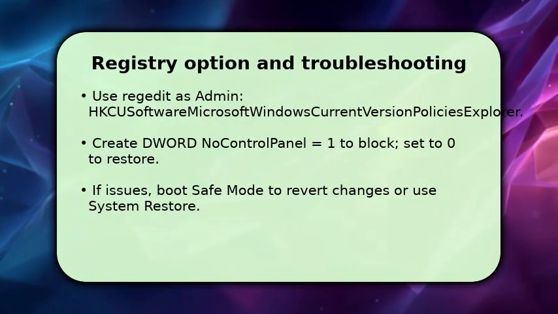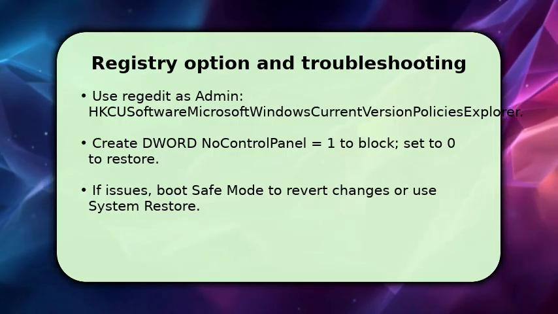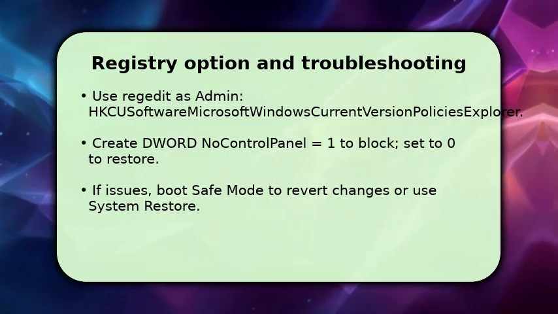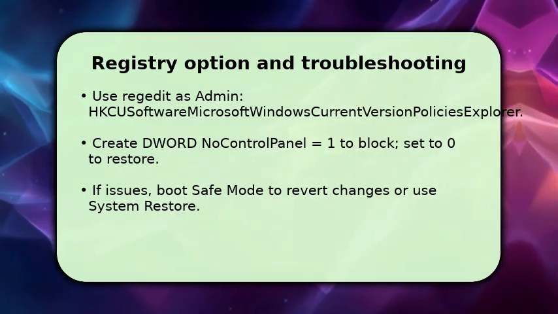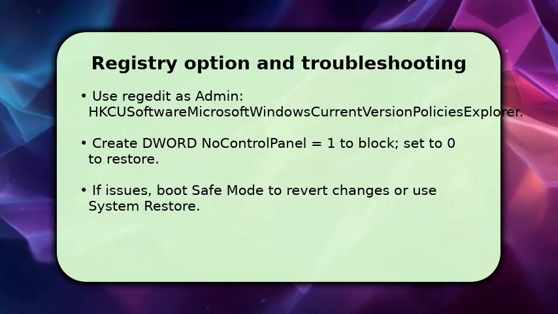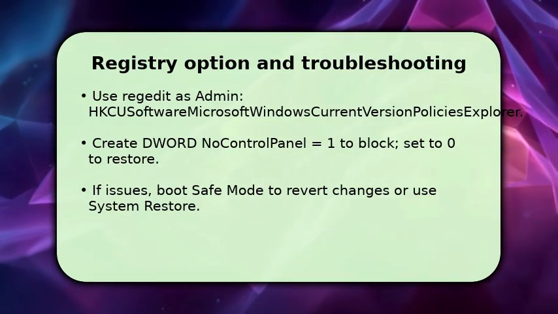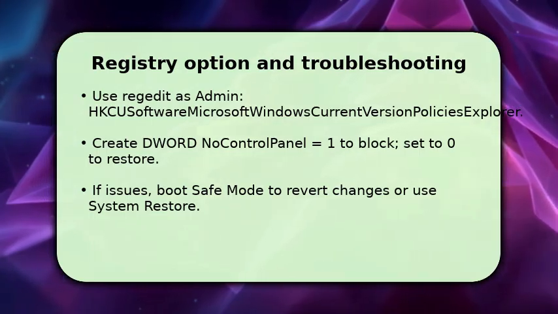Run regedit as administrator and navigate to HKCU\Software\Microsoft\Windows\CurrentVersion\Policies\Explorer. Create a DWORD named NoControlPanel and set it to 1 to block access. Set to 0 or delete to restore. Once done, sign out or restart.